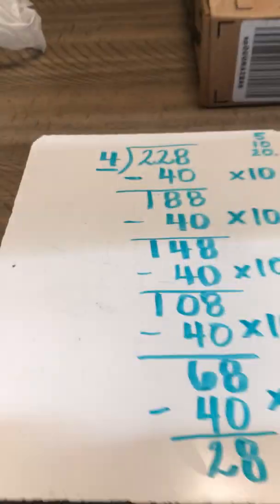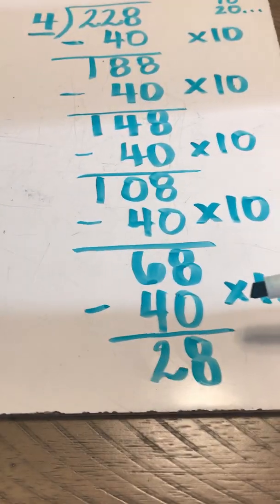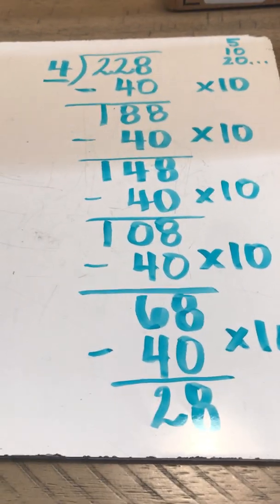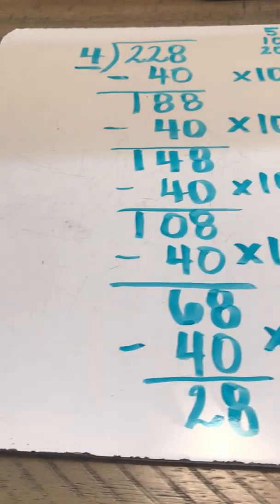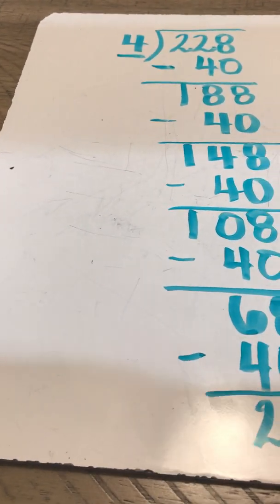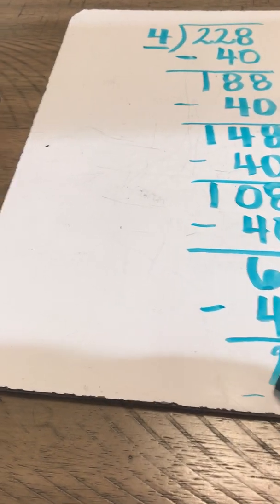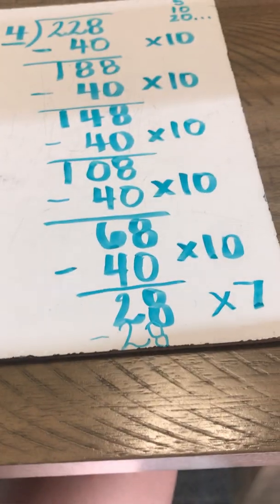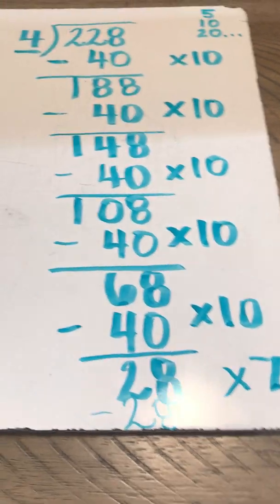28. Okay, well I know 4 times something does give me 28, and this is where knowing their multiplication facts definitely comes in handy. So I'm thinking off the top of my head, 4 times something is going to give me 28. Well, I know 4 times 7 gives me 28. So if I were to subtract 28 from 28, I'd get 0. The goal is to get to 0.